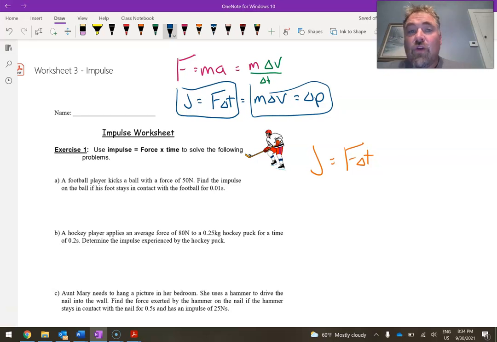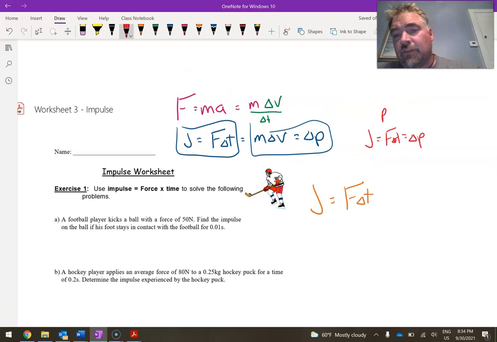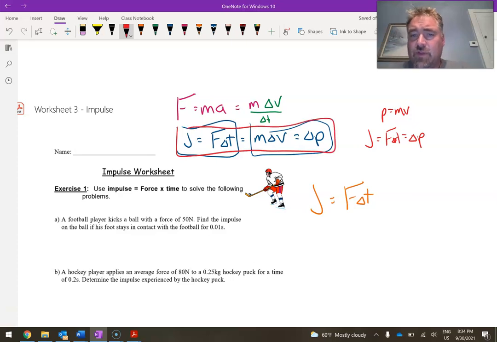In your reference table, you won't find this, and I encourage you to write this in. In your reference table, you'll see F delta T is equal to delta P, and they leave off the M delta V part. That's because right above it, they tell you that P is equal to M times V. So this is in your reference table, but I encourage you to write this next to your J, F delta T equals delta P, so you have it and you're used to it.